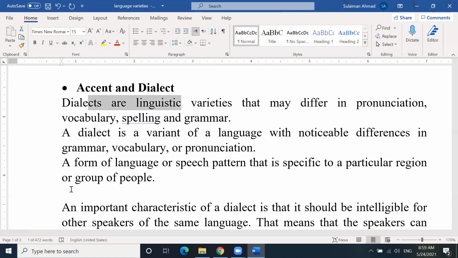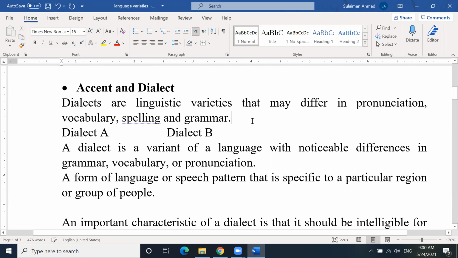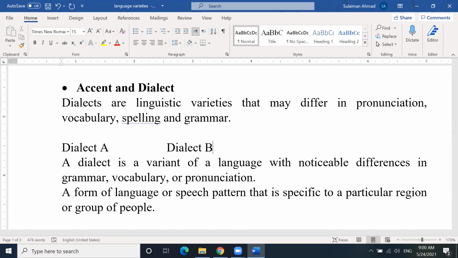So what is meant by a dialect and what is an accent? Dialects are linguistic varieties. They may differ in pronunciation, vocabulary, spelling, and grammar, right? Both of them are varieties of language. Dialect is also a variety, and accent is also a variety, right? But when we talk about dialect, let's suppose if I say dialect A and dialect B, these are the two dialects of a language, for example. Okay, or let's talk about English.